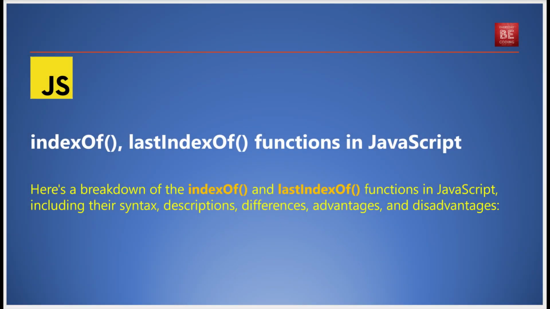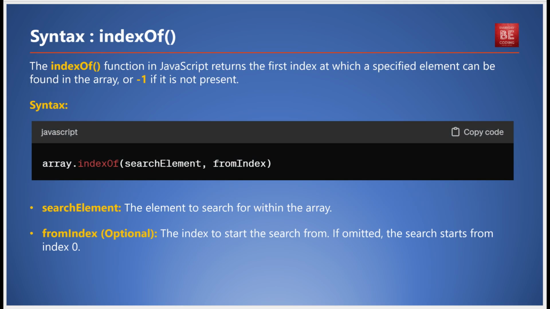How to locate a specific element's position in a JavaScript array? Well, that's where the JavaScript methods IndexOf and LastIndexOf come into play. The IndexOf function in JavaScript serves to find the first index at which a specified element appears in an array. If the element is not present, it returns -1.